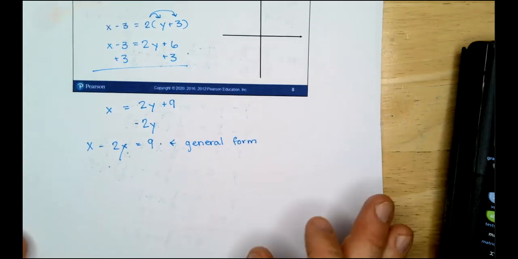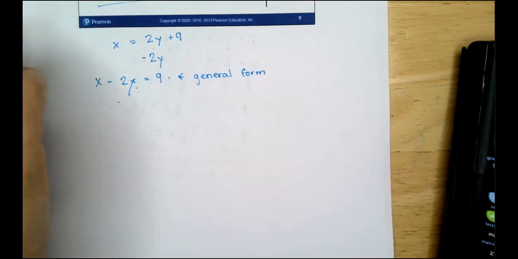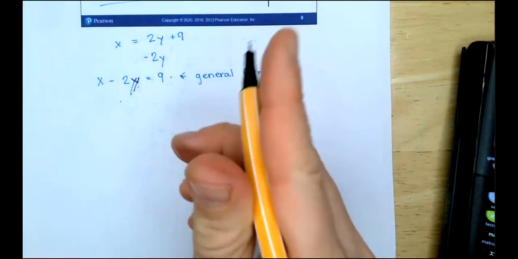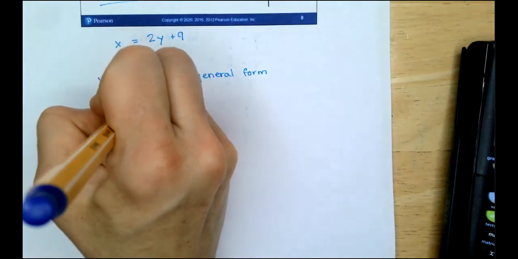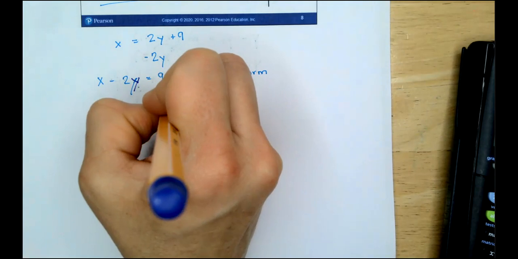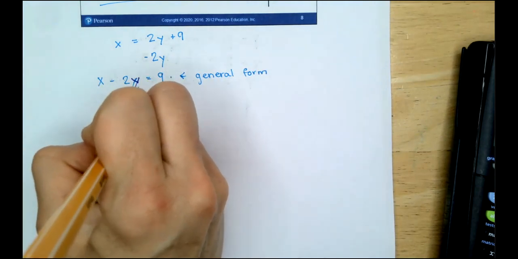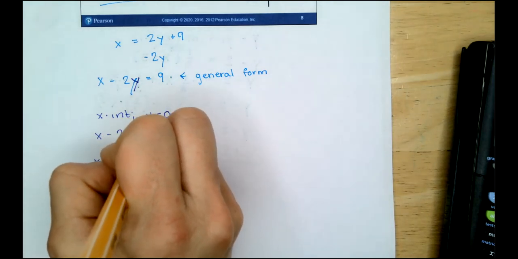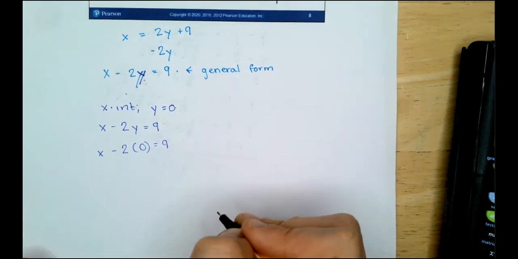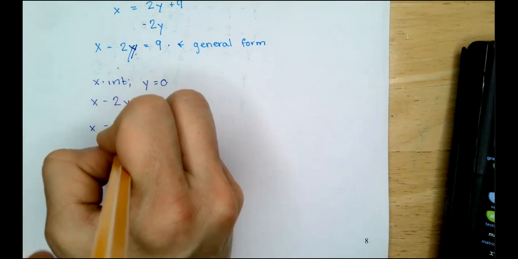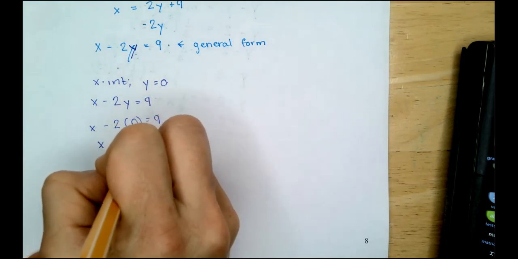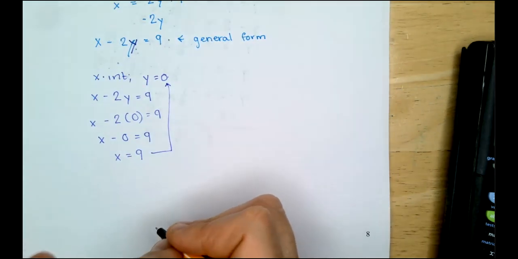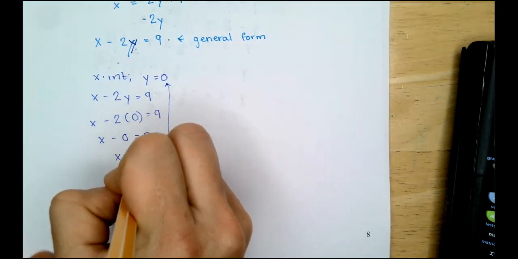And then form the graph by finding the intercepts. This is just good finding x-intercept and y-intercept practice. So remember, to find your x-intercept, y is 0. So we have x minus 2y equals 9. X minus 2 times 0 equals 9, right? X minus 0 equals 9. X is 9 when y is 0. So my x-intercept is 9, 0.